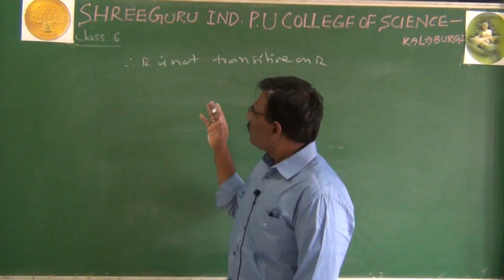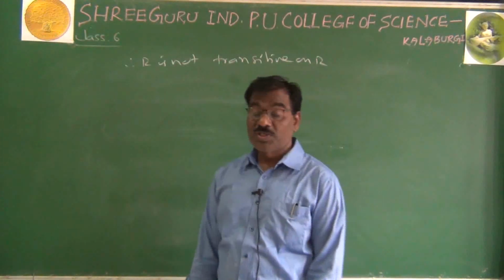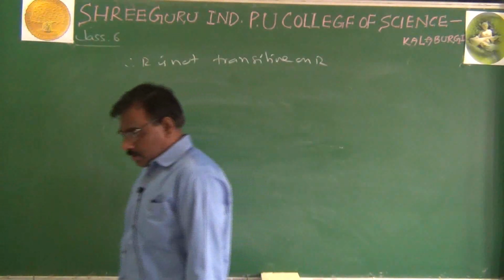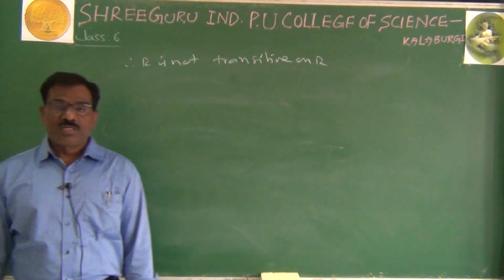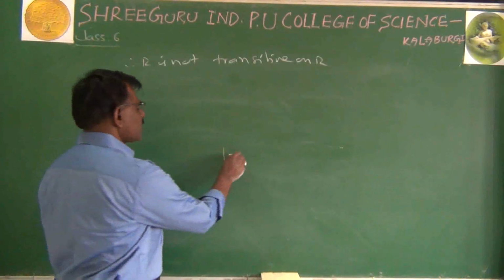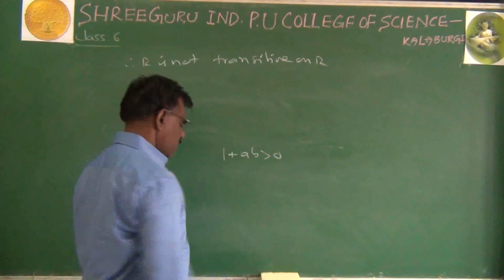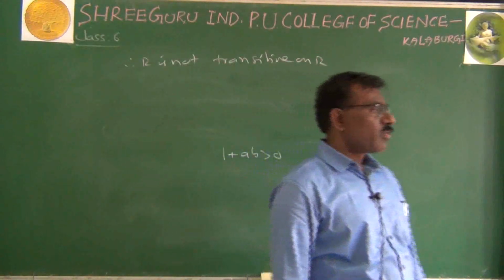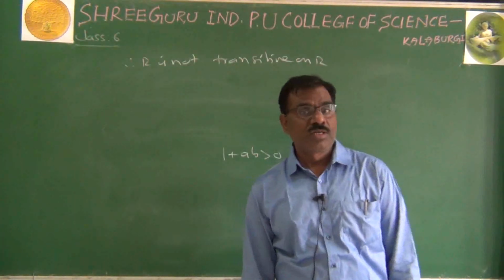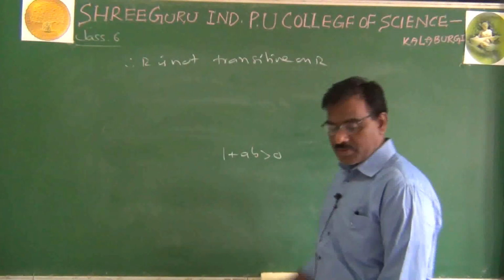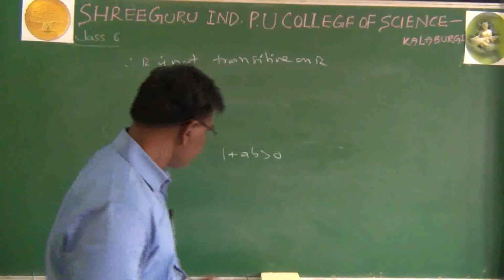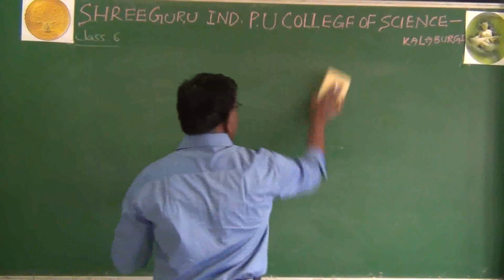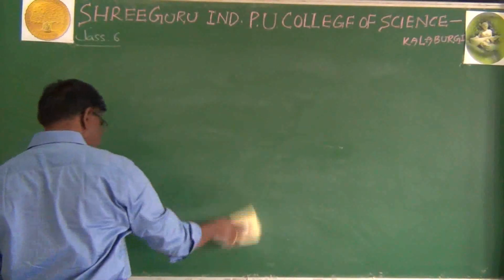This question was asked in previous years. So what is the problem? R equals (a, b) such that 1 plus ab is positive. Our question is already solved, you know. Which condition is satisfied? Reflexive, symmetric, but not transitive.